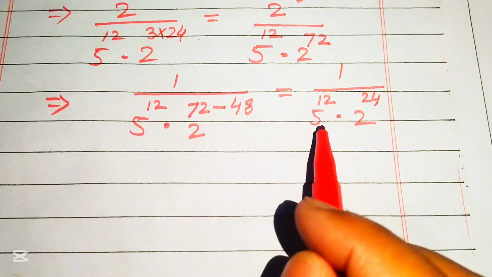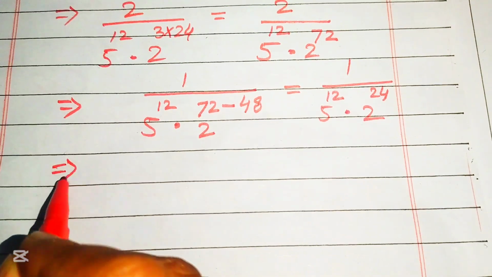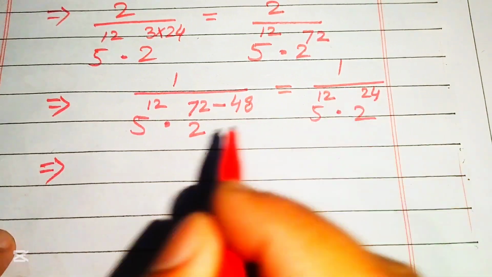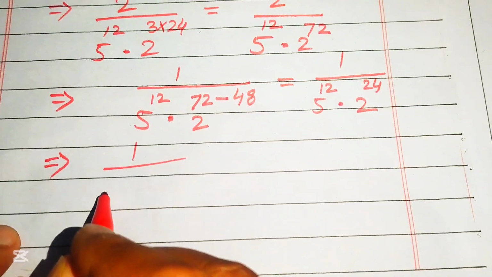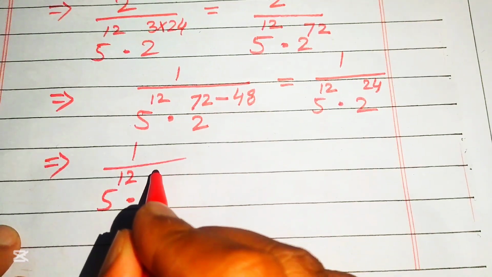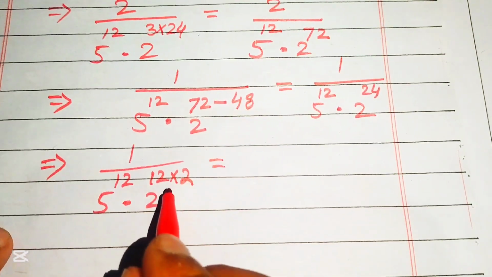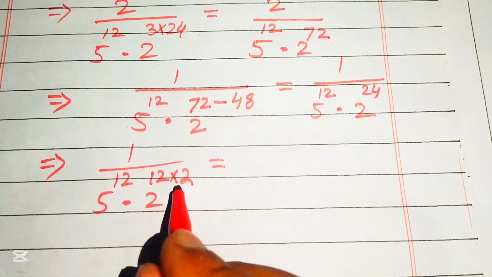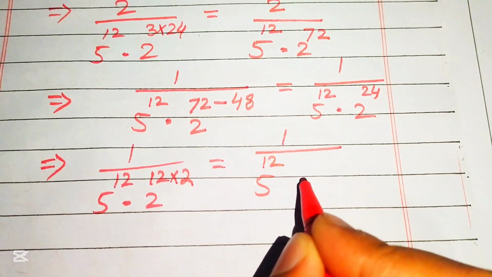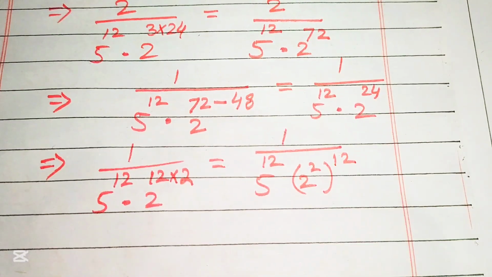Now you see here the bases and exponents both are different. So in order to simplify this we need to make the exponents the same. So we write this term as 1 over 5 to the power of 12 multiplied by, we write this 24 as 2 to the power of 12 times 2 becomes 24. Here we can apply the exponent law, and we move this 2 inside the term, and it will be written as 1 over 5 to the power of 12 into 2 to the power of 2, and its whole exponent is 12.